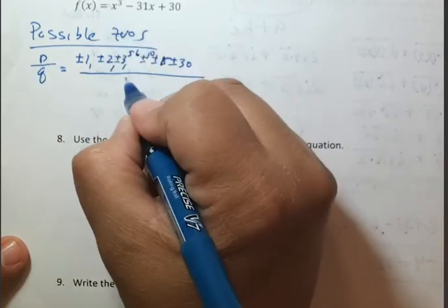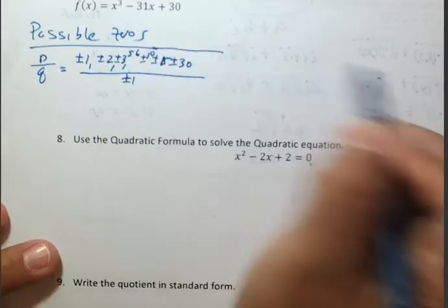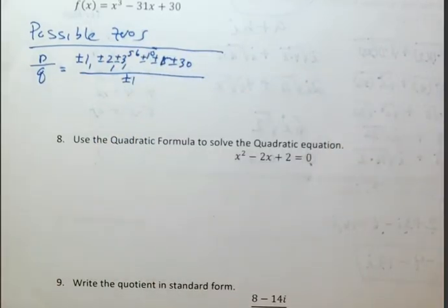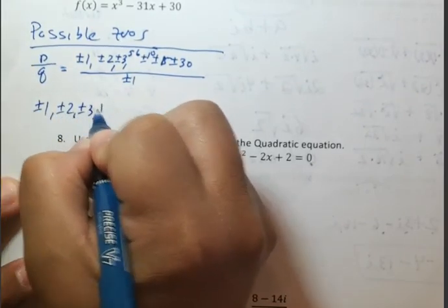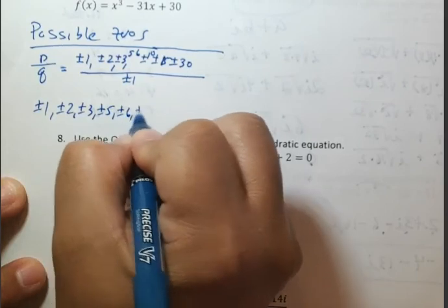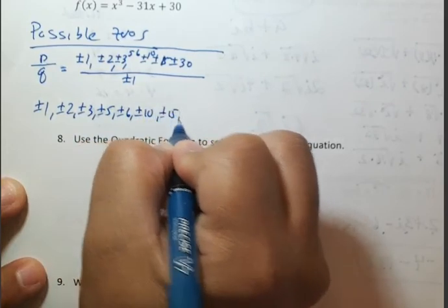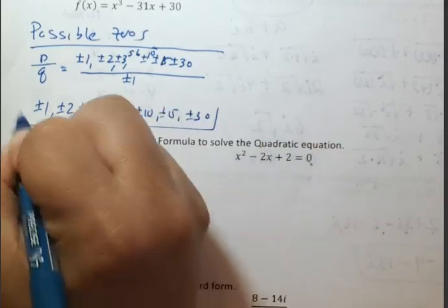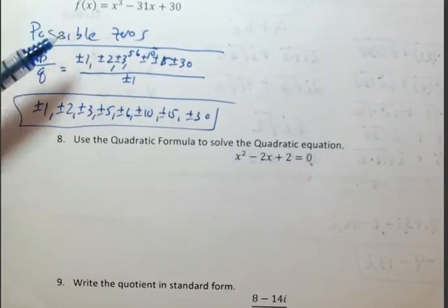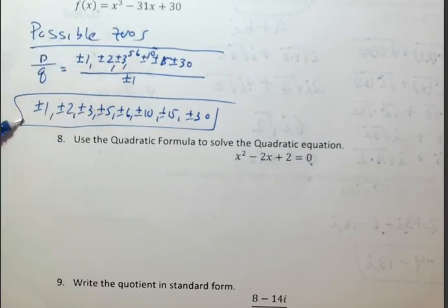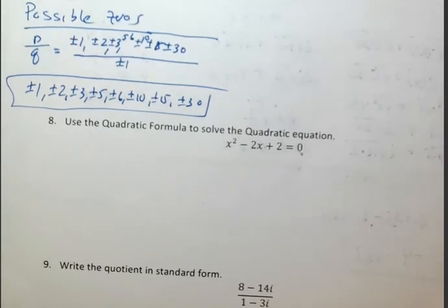For my leading coefficient, that's a 1. So your possible zeros are 1, 2, 3, 5, 6, 10, 15, and 30. So we're going to check one of these, and hopefully the first one we check works. Okay. So the question is not saying find the possible zeros, it wants to know the real zeros, right? If it said find the possible zeros, then that would be your answer here. Okay.